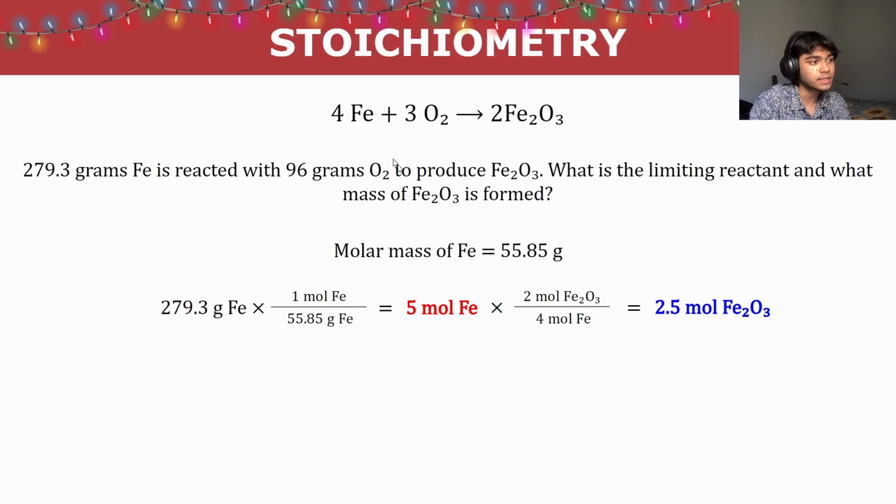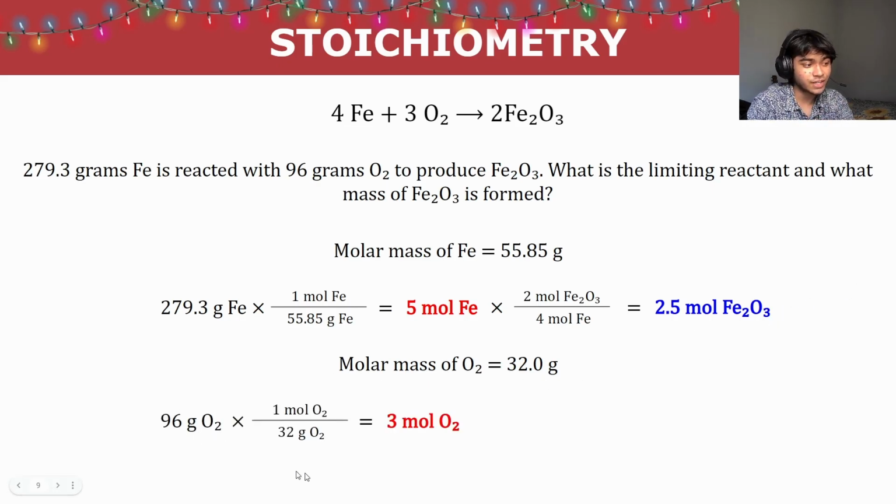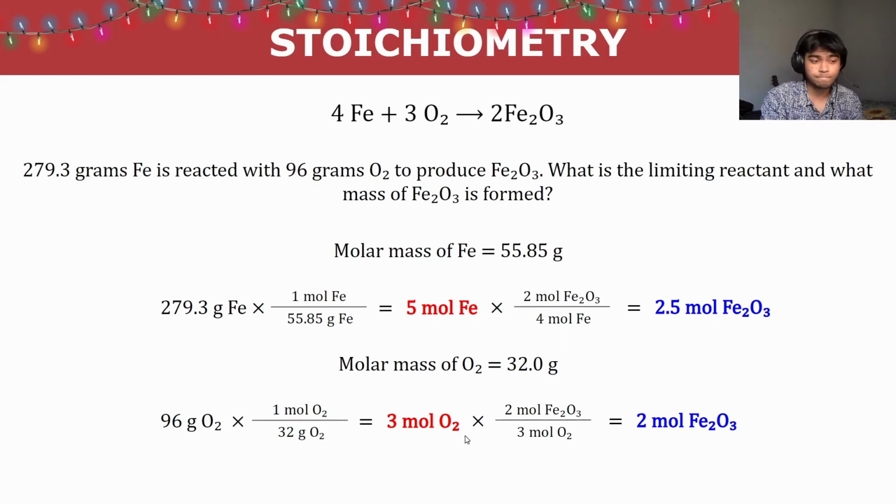Let's do the same process for oxygen. We have 96 grams of oxygen, and we know that the molar mass of oxygen is 32 grams, so 96 grams of oxygen divided by the molar mass 32 tells us that we have 3 moles of oxygen. How many moles of ferric oxide can you produce with 3 moles of oxygen? Well, ferric oxide and oxygen are in a 2:3 ratio, so if you multiply this number by 2/3, that tells us that we only form 2 moles of ferric oxide with the amount of oxygen that we have.